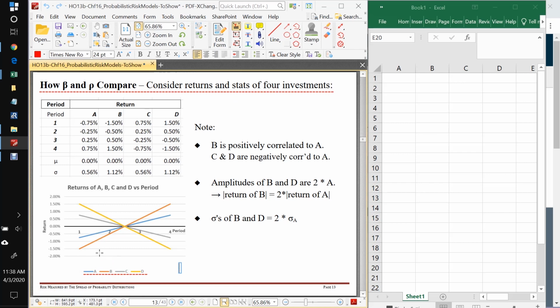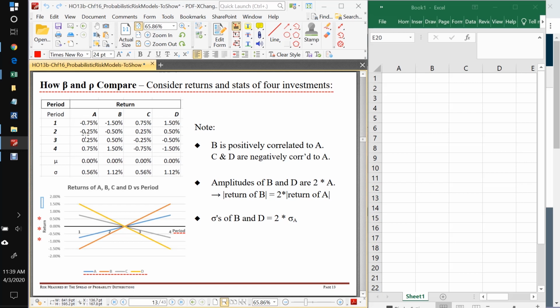So I've got here on the x-axis the period that I'm looking at, and on the y-axis I've got my return for you. And so here's my data. So in period 1, A is down by 0.75%, B is down by twice that, C is exactly opposite A, and D is opposite A, but with twice the amplitude, twice as big as A.